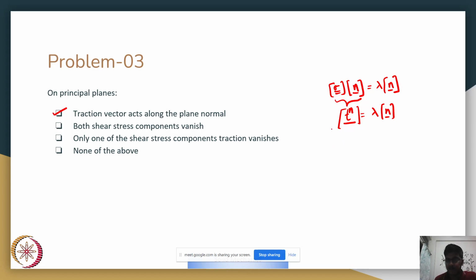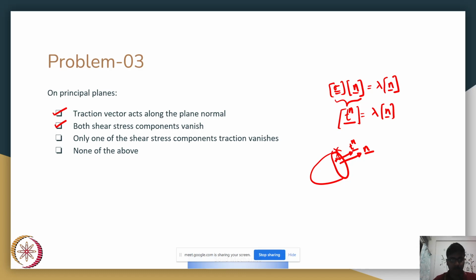And since your traction, so if we draw it for a body, if n is your normal vector, which is also your principal plane, then what this says is this is the direction of your Tn. So there are no perpendicular components here. So essentially both your shear components should vanish. Okay, so far? Yes, sir.